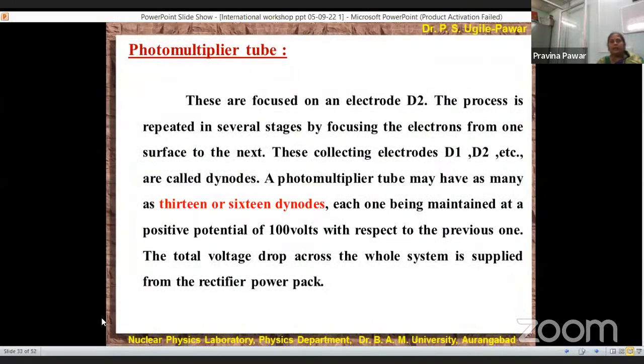In the photomultiplier tube, electrons are focused on the electrode D2. The process is repeated in several stages by focusing the electrons from one surface to the next. These collecting electrodes D1, D2, etc. are called dynodes. A photomultiplier tube may have as many as 13 or 16 dynodes, each one being maintained at a positive potential of 100 volts with respect to the previous one. The total voltage drop across the whole system is supplied from the rectifier power pack.